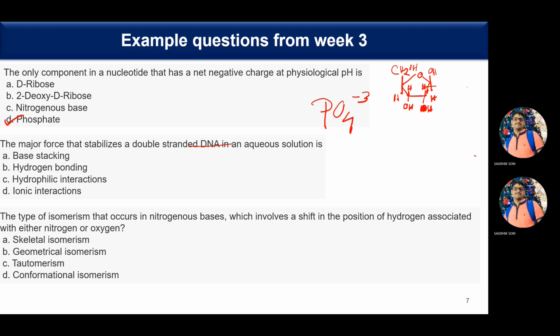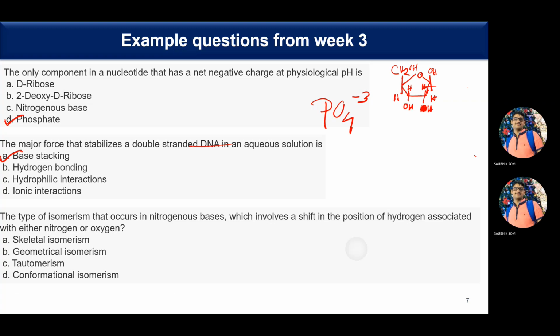The major force that stabilizes the double strand in aqueous solution is hydrogen bonding. Single-stranded DNA doesn't have this hydrogen bonding. They don't have any hydrophilic interactions. Ionic interactions are there, and they stabilize the DNA, which is why you need some salt or salt buffer to stabilize the DNA. But the main thing that stabilizes double-stranded DNA is, of course, base stacking.